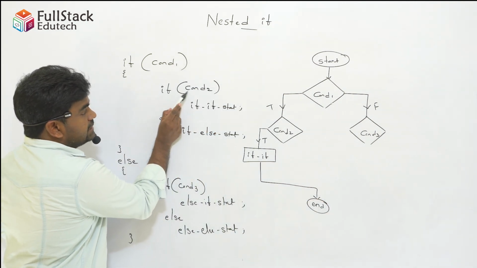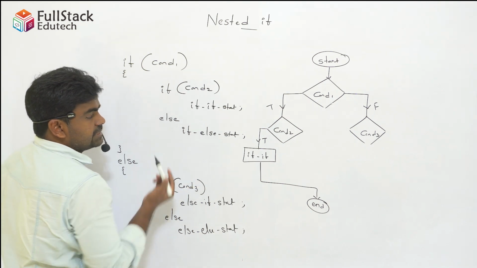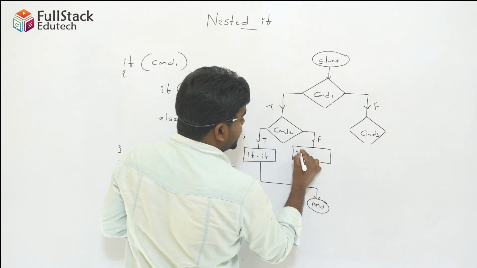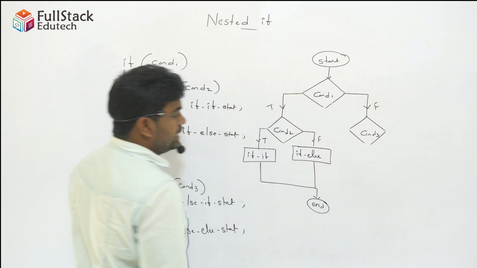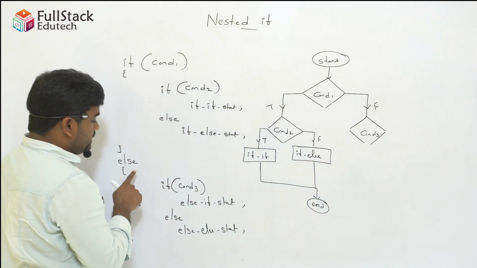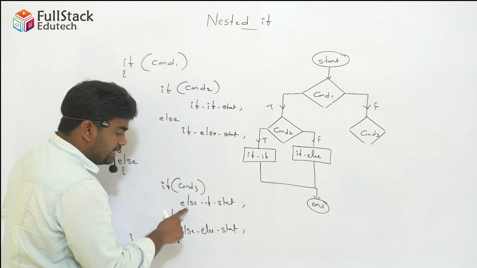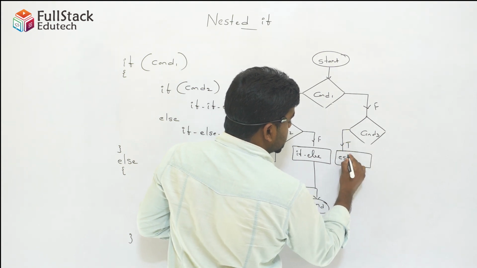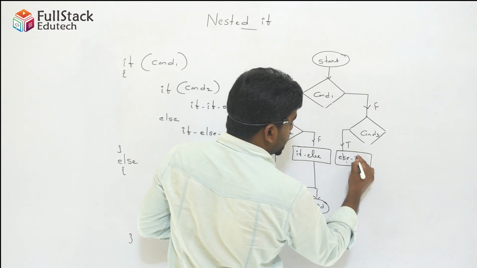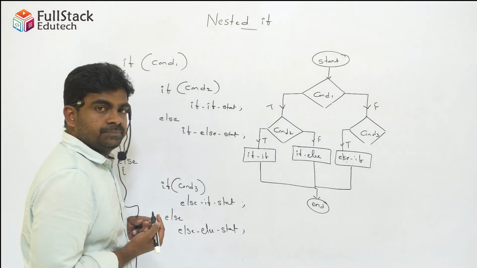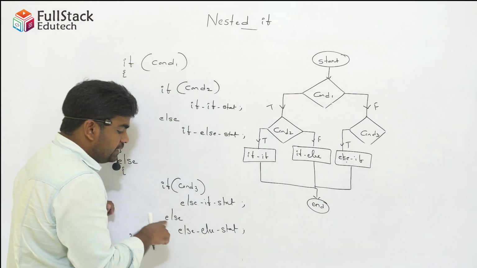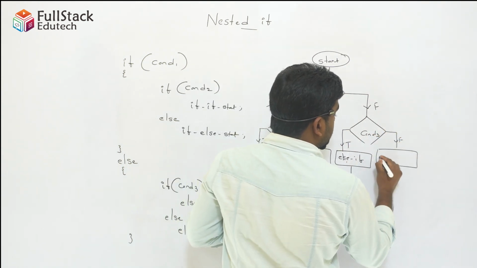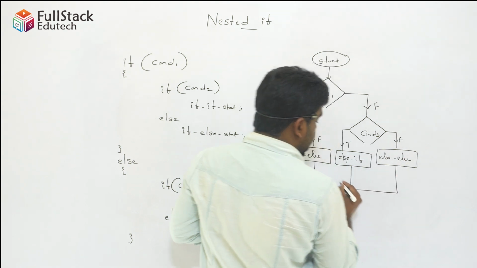Suppose this condition fails, this else block executes, the if else statements execute, then it will go to end. In this one, if condition 3 is valid, then the else if statements execute, and then it will come to end. If this condition is also failed, here the else statements execute.